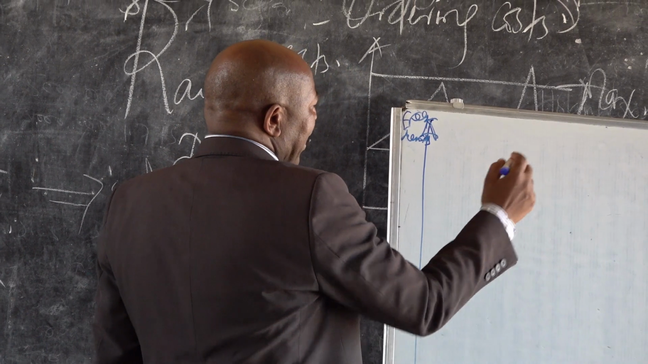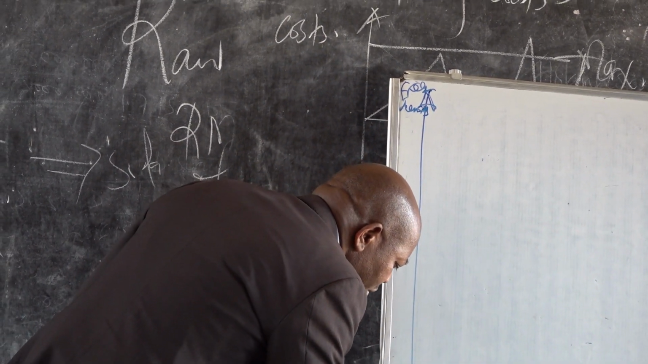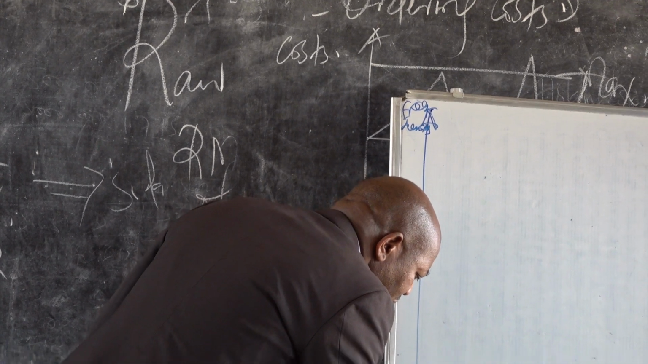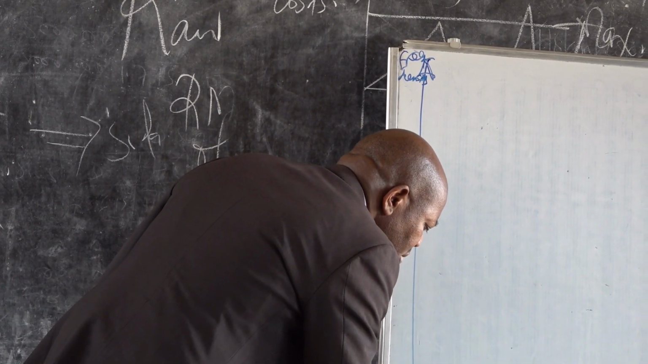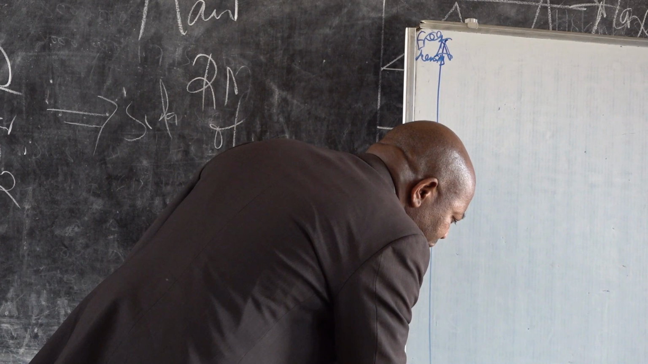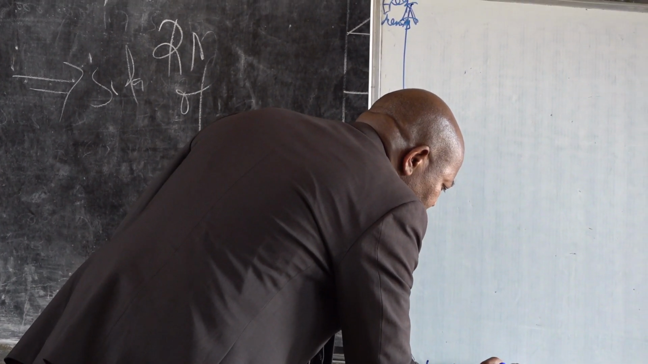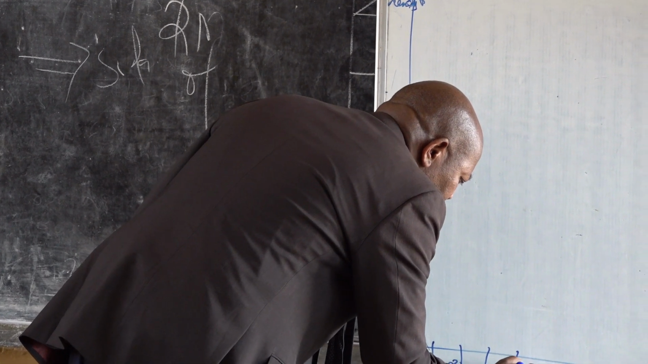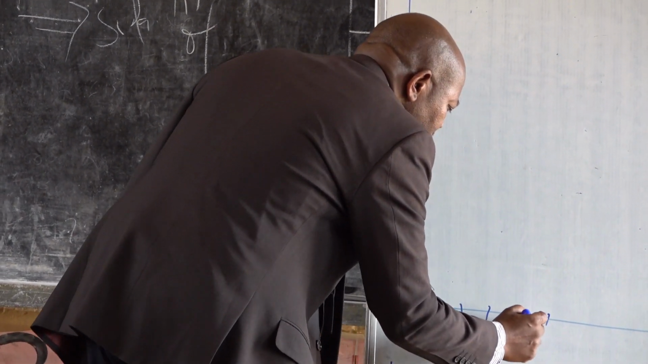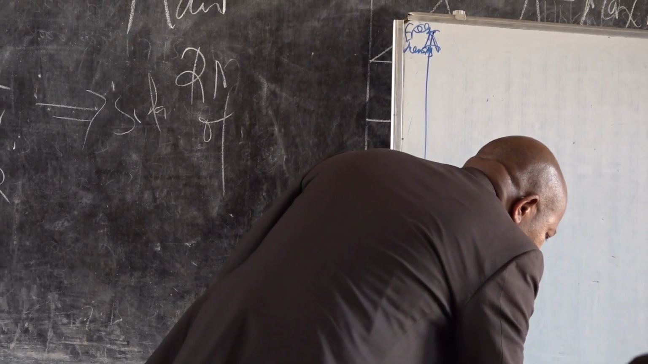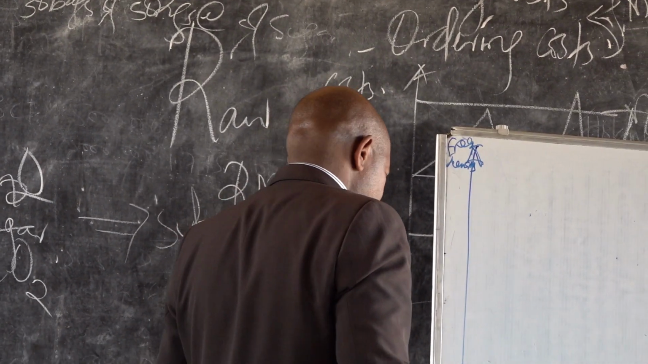Now, the lower class boundary here is 9.5. The next one is 19.5. The next one is 24.5. The next one is 29.5. The next one is 39.5. The next one is 64. You have made a mistake.